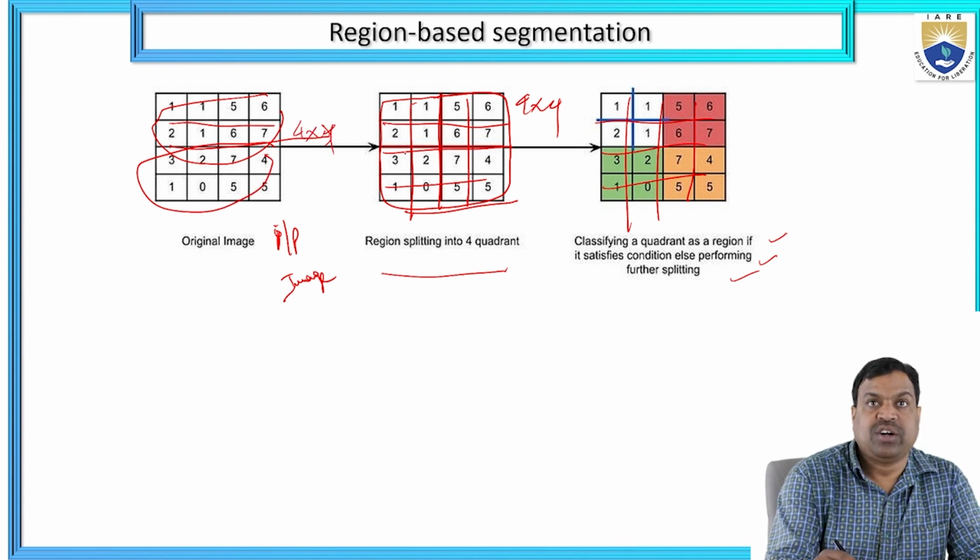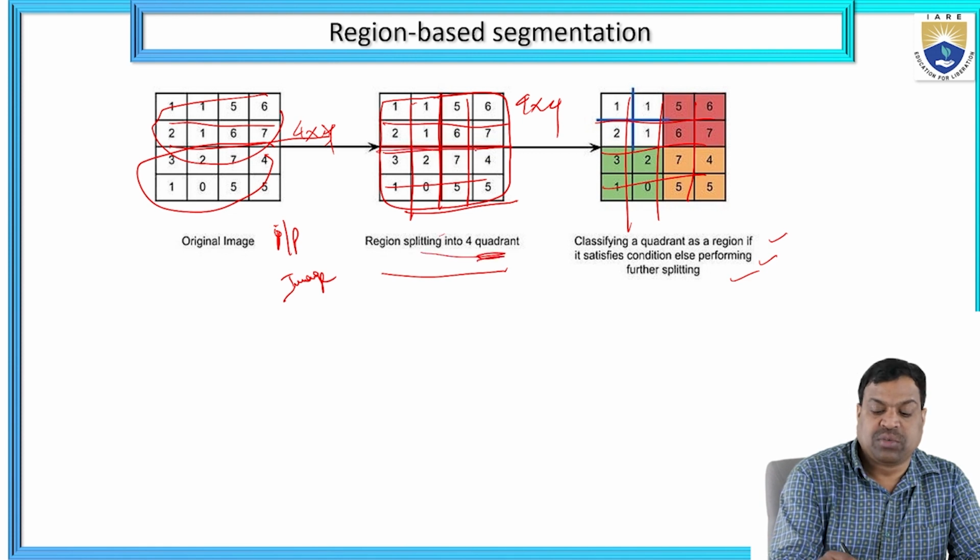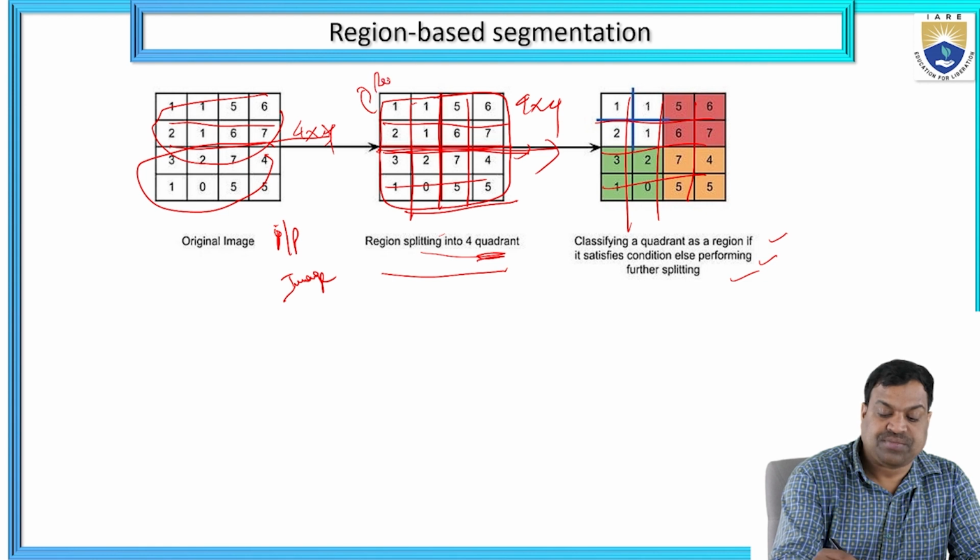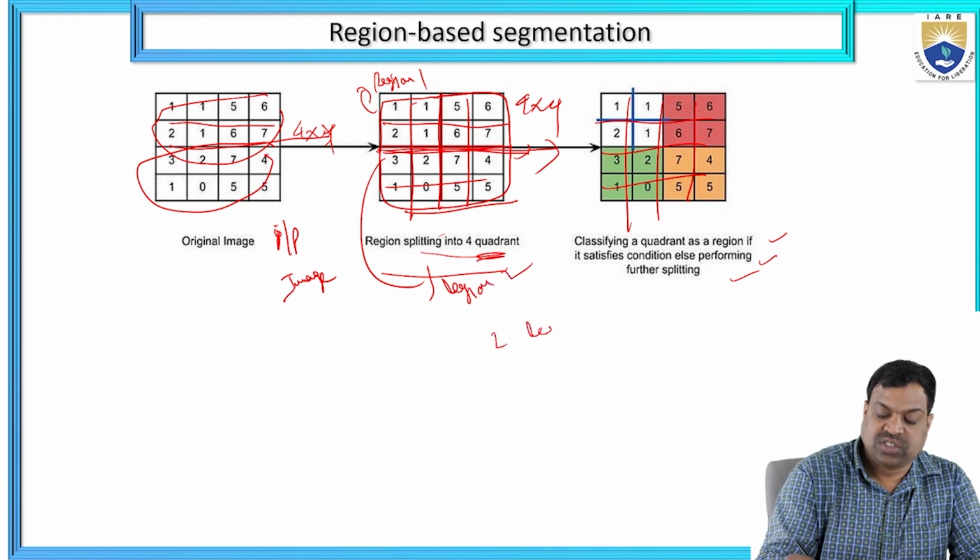In these 4 quadrants, the values 1 2 3 1 1 1 2 0 5 6 7 5 6 7 4 4 make a 4 by 4 block. It is region splitting, because I'm converting it into regions. The first one is region 1 and it is region 2. So two regions.